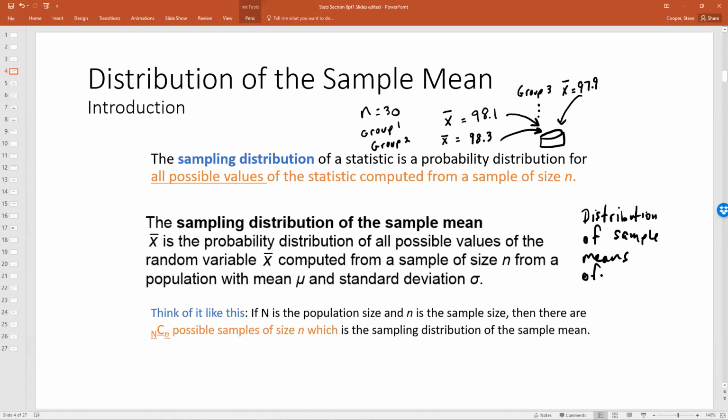And in this case, it's of size n equals 30. I could create a whole other distribution with n equal to only 15. So then I would only pull 15 students in and create some X bar out of 15 at a time. And, you know, maybe we get 98.3 for the first group, second group, and so on.